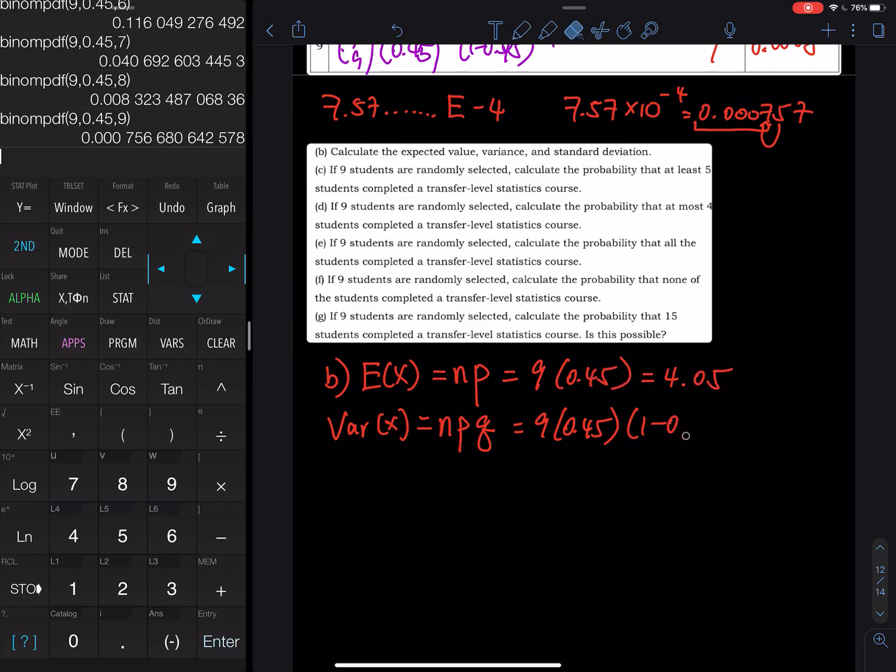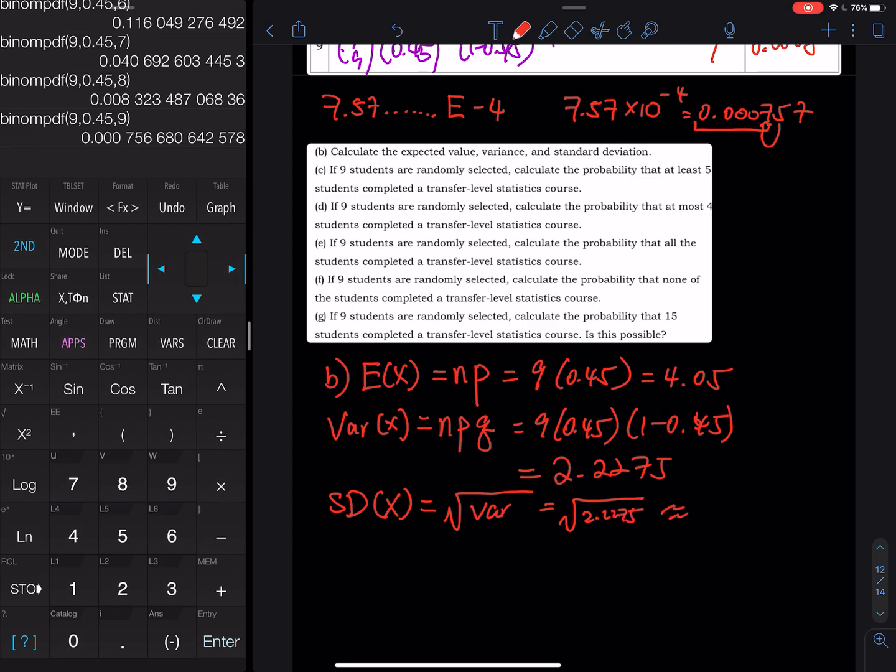0.45. So this one gives you 2.2275, and then standard deviation, it doesn't matter what distribution you are doing, is always the square root of variance, which is the square root of 2.2275, so you get around 1.49.